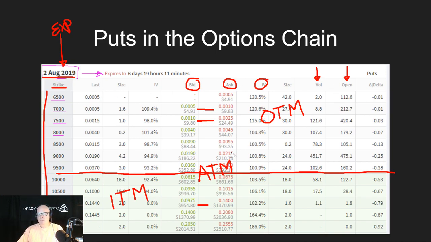Okay. So again, a lot to unpack from the option chain. We're not going to get to that today. We'll get to that in the course as we go through it.